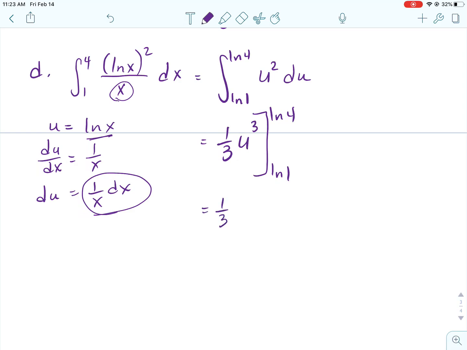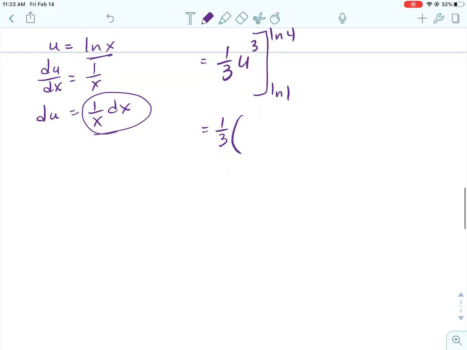Constants don't have to be used in the plug-in of each part. So I always, just to save on time, especially if it's a non-calculator question, and most of these are going to be, pull that 1/3 out in the front. And then we're going to cube natural log of 4. And then minus, we're going to cube natural log of 1.